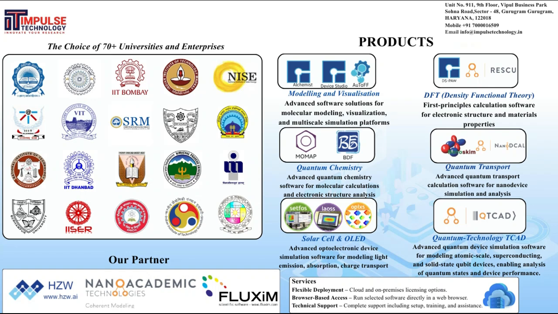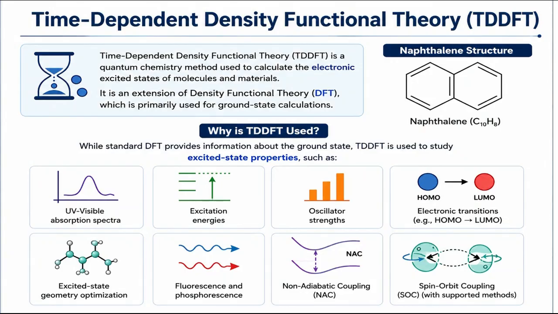In our previous tutorials, we have discussed the BDF software, single point energy calculations and molecular orbitals. In this tutorial, time dependent density functional theory helps to calculate the electronic excited states of molecules and materials. Basically, it is an extension of density functional theory, which is calculated at the ground state. With the help of various software, you can calculate different properties.